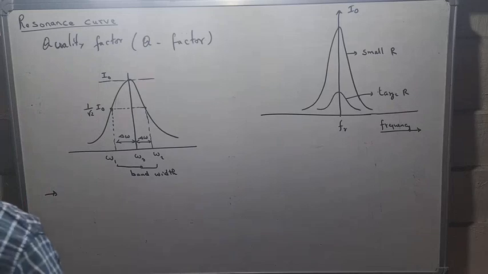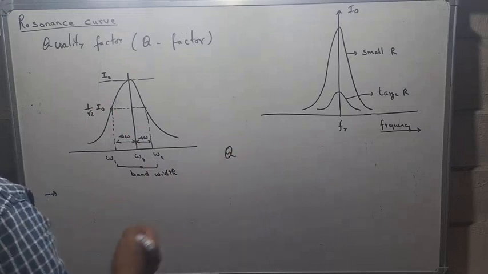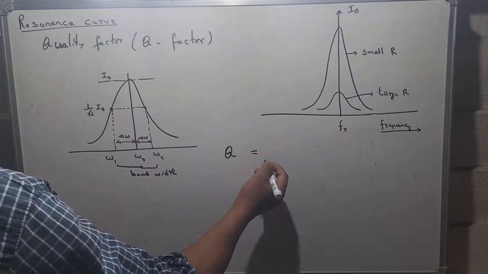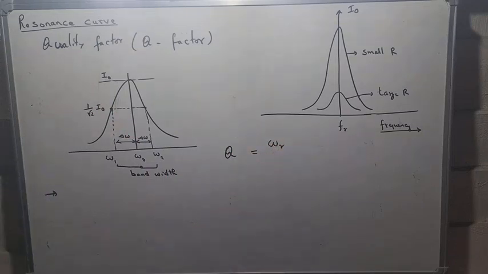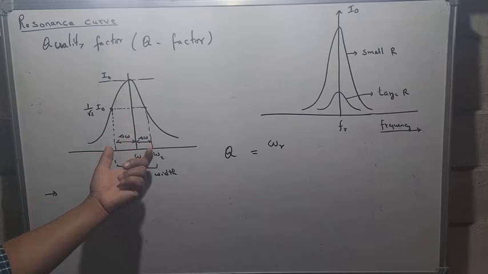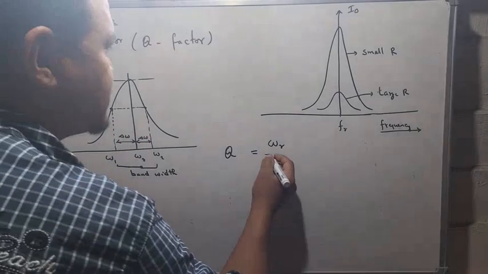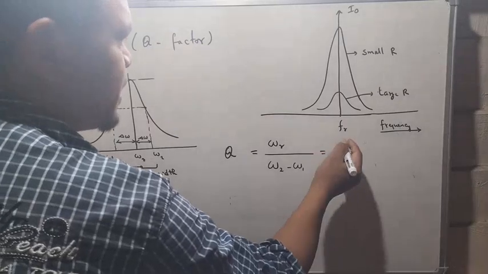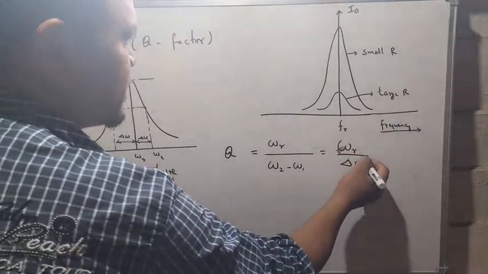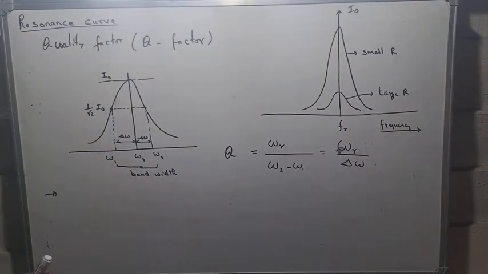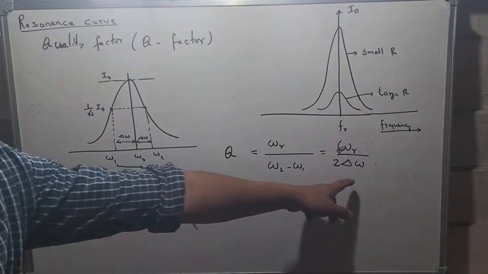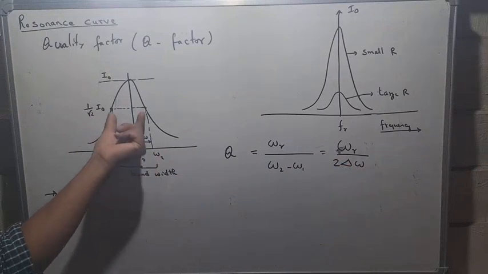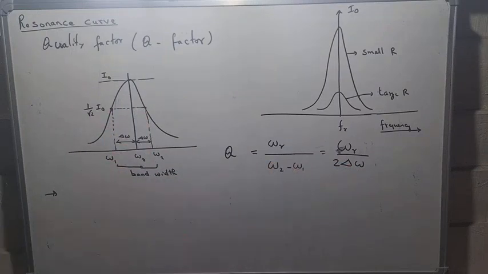So this quality factor, denoted by Q, I can write as omega r upon omega 2 minus omega 1, because quality factor is defined as the ratio between the resonant frequency and the difference in the frequencies on the two sides of the resonant curve. Or I can say omega r upon twice delta omega, and this twice delta omega means the bandwidth of this curve. This is the width of the curve, and this width is known as the bandwidth.